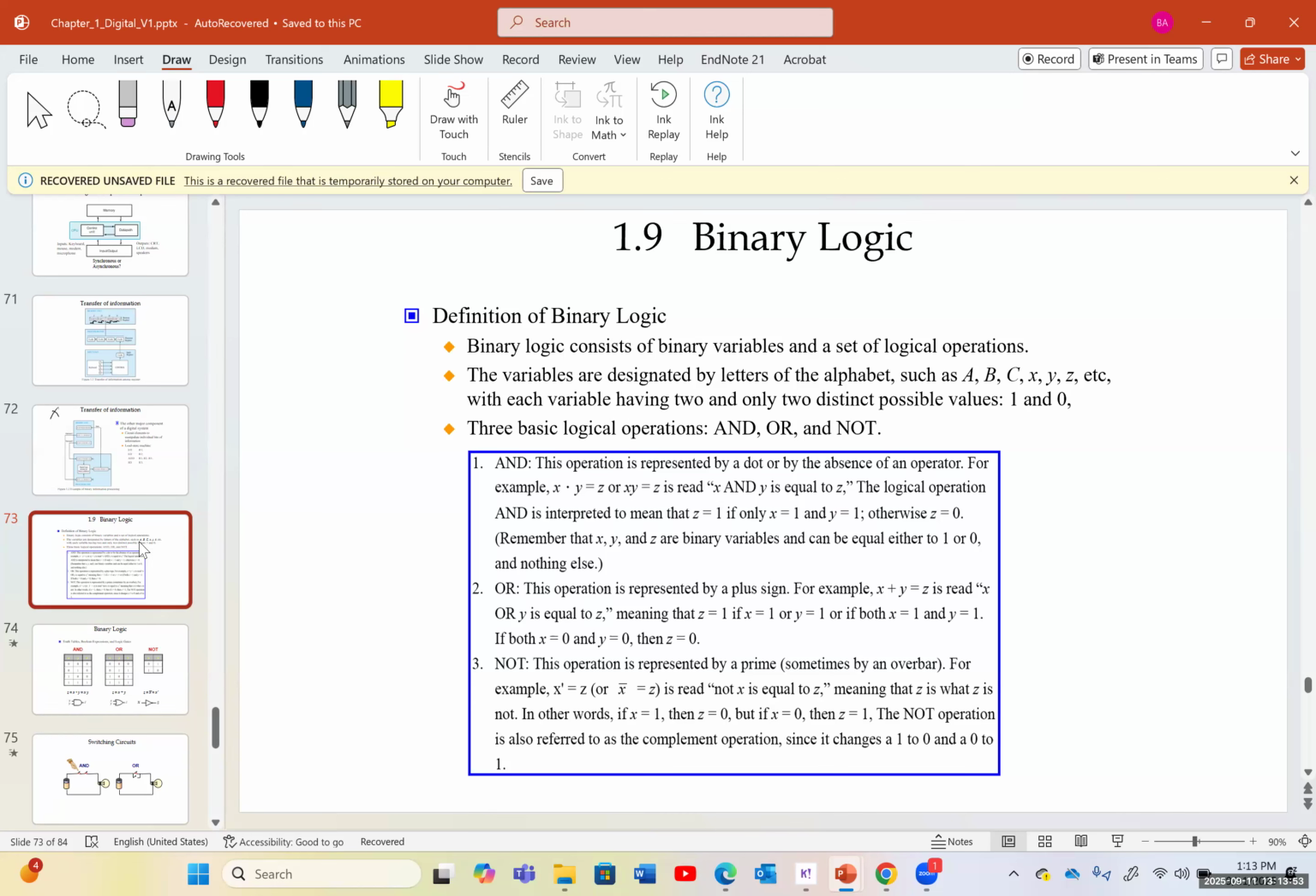The next operation is the OR operation, and we show it with the plus sign. So A or B, or A plus B, is equal to C. So this is the OR operation. This is the AND operation.